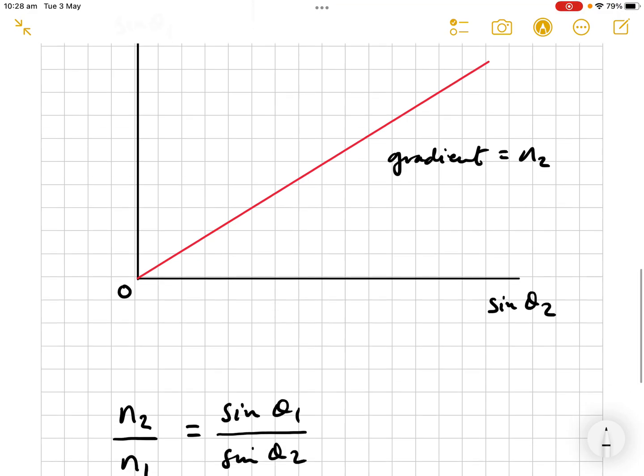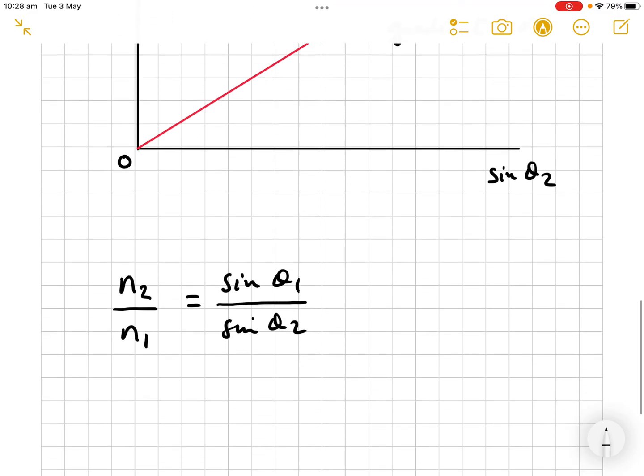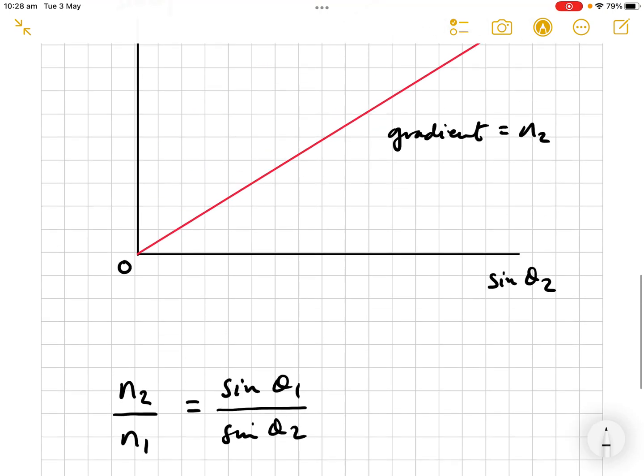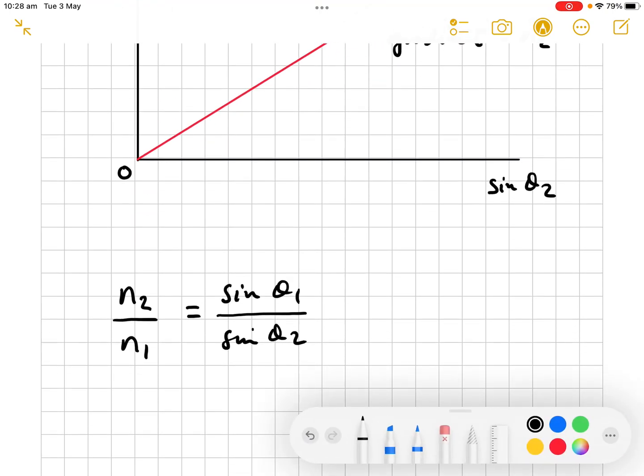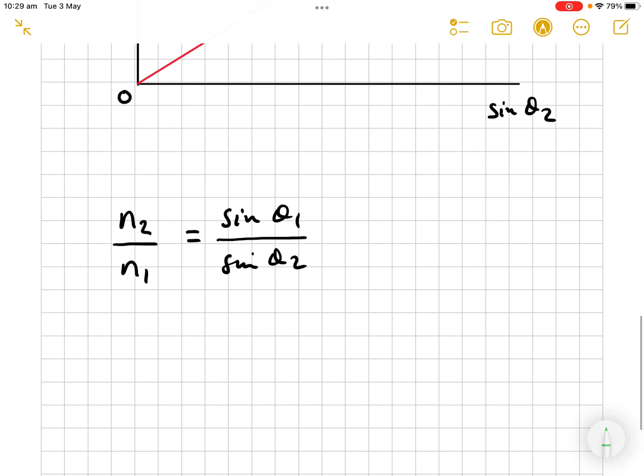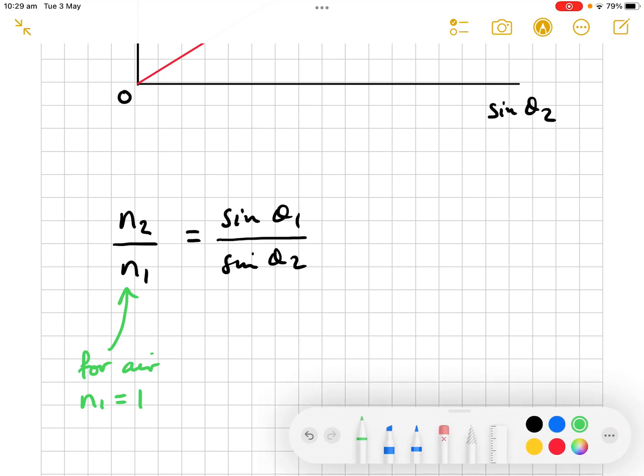Now that sine theta 1 over sine theta 2 is basically the gradient of the line. Now you'll see I've got n2 over n1 there, and you're maybe wondering where the n1 has gone in my gradient. That is often omitted because for air, n1 is generally taken as 1, and so you can effectively miss it out. Strictly it should be there, and just be aware that if you're ever dealing with two media where air isn't involved, you need that full n2 over n1 version of the equation.